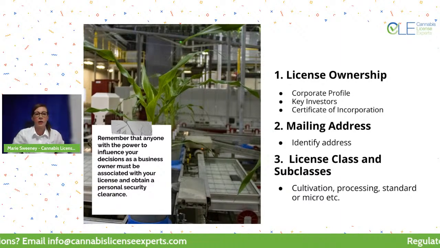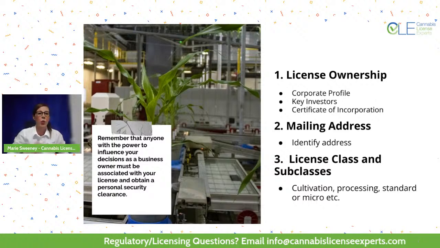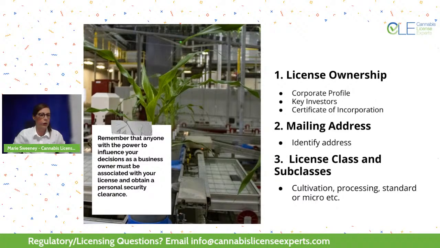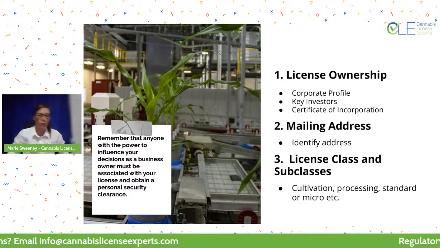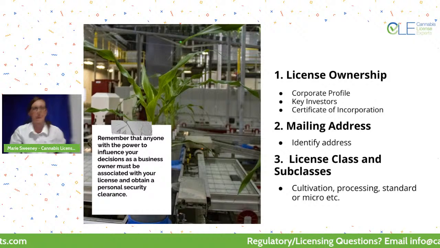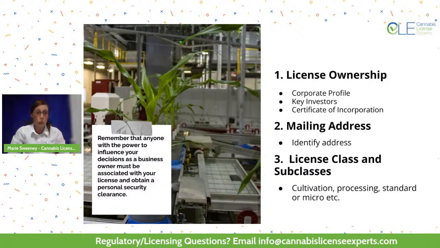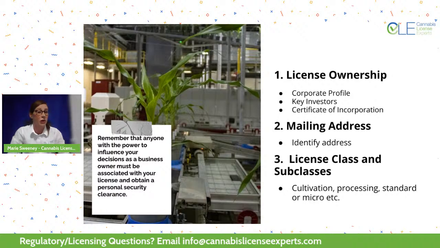It's exactly that, your mailing address. Number three is going to be your license classes and subclasses. So identifying what licenses you're applying for. Cultivation, processing, whether it's a standard or a micro, nurseries, all of the above. Well, not all of the above, but the combinations that you want to be able to hold so that you can conduct all activities that you're looking for.